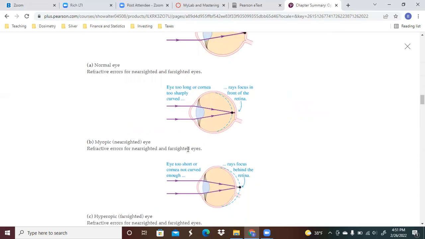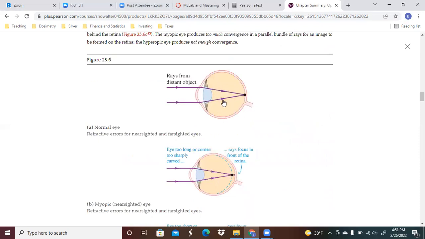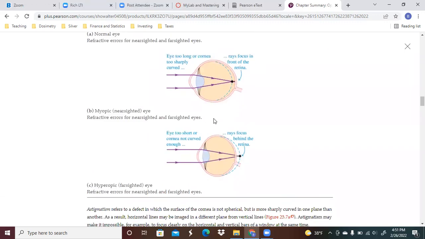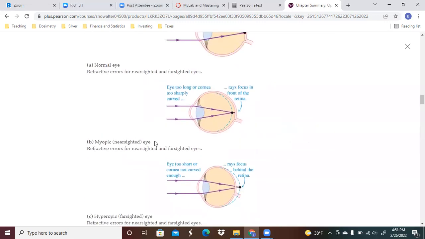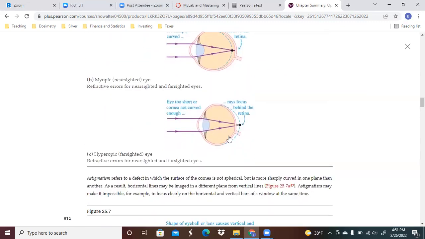So you can see here there are certain defects within the eye. This is what a normal eye would look like. The rays come in and they focus on the retina. If you have nearsighted eyes, what happens is that the rays focus in front of the retina. If you have hyperopic or farsighted eyes, they are focused behind the retina.